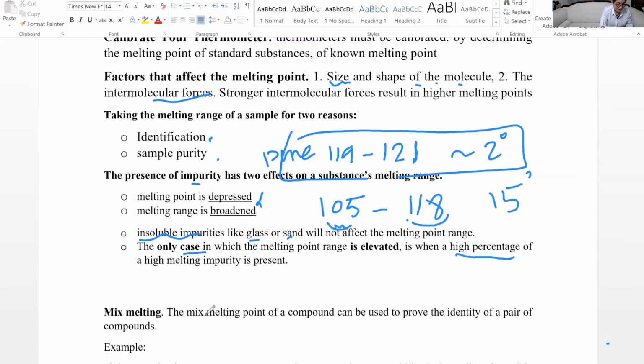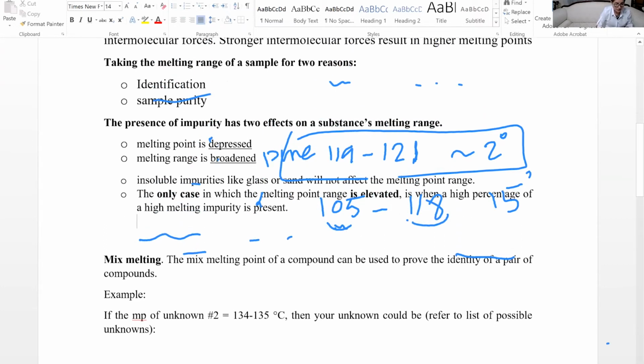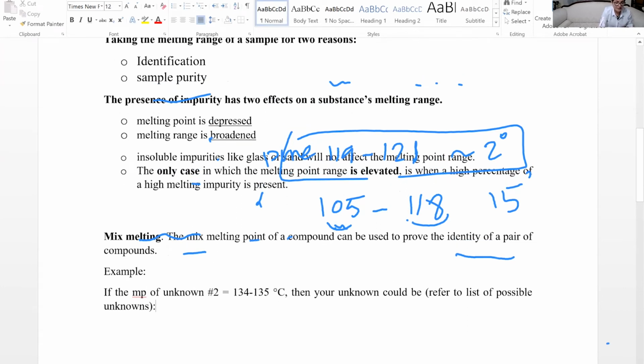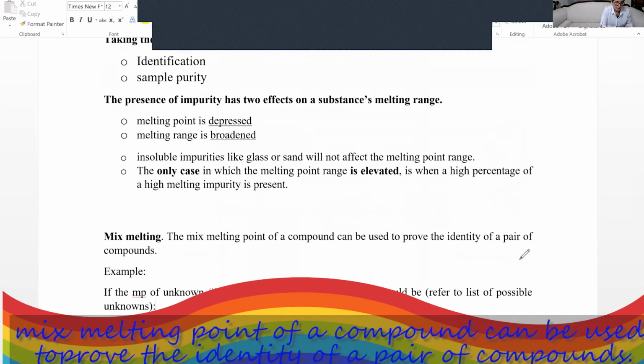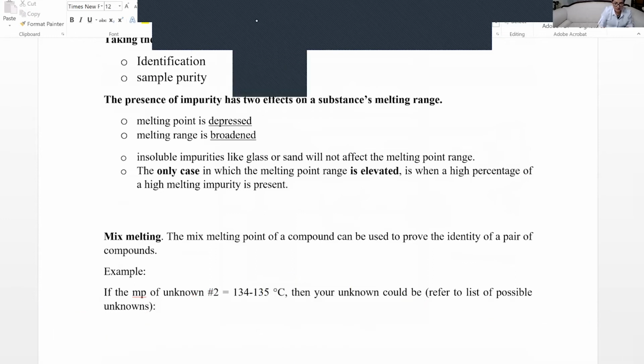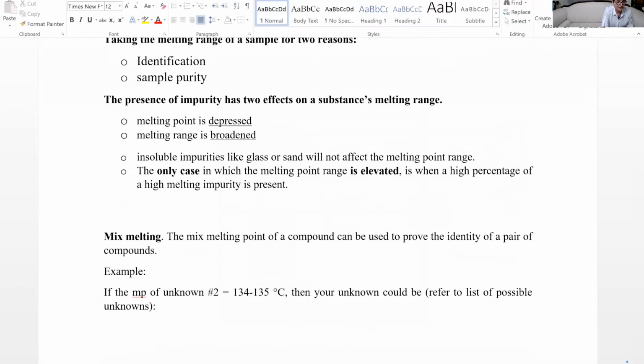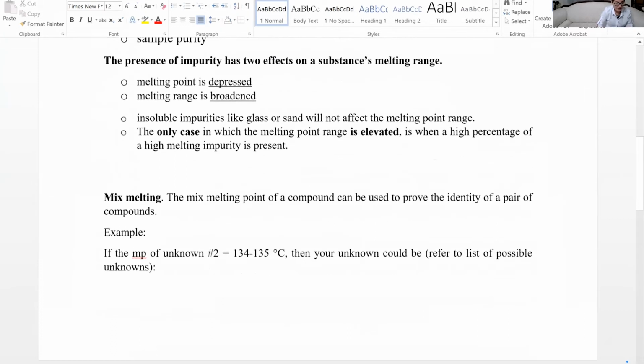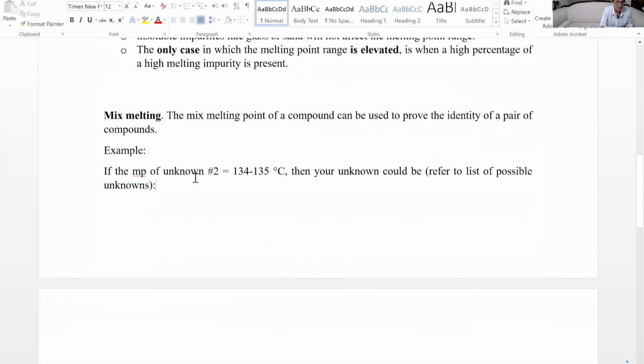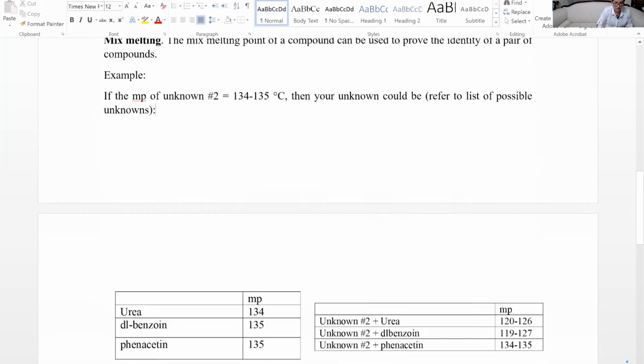If we have mixed melting, how is mixed melting going to help us? With mixed melting, we can confirm the identity of the sample. How does it work? Mixed melting works this way. You start by measuring the melting point of the sample. Let's say you find the sample melts at 134 to 135.